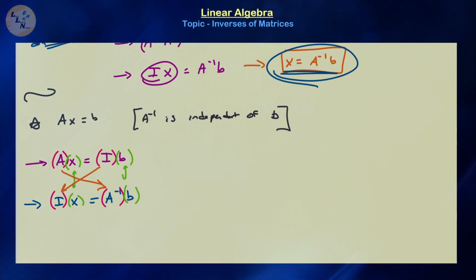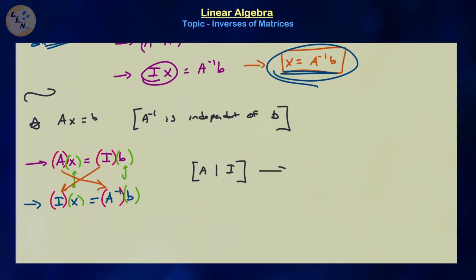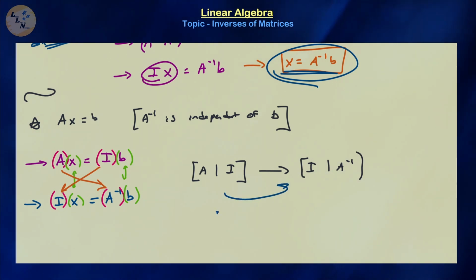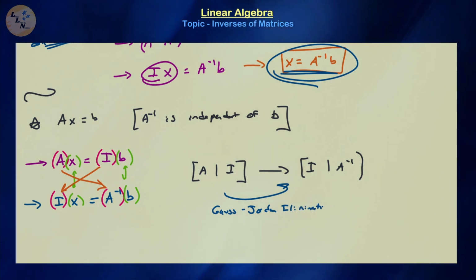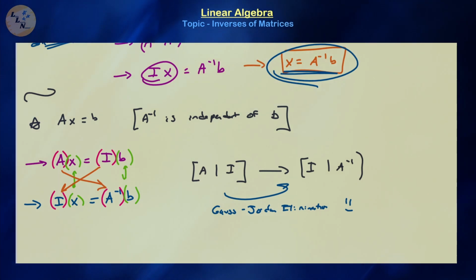So if we look at this from the Gauss-Jordan elimination perspective, what we did was we started with the augmented matrix A augmented with I, and then we transformed this into I augmented with A inverse, right? And we already know how to turn the left-hand side of a system into the identity matrix. That can be achieved via Gauss-Jordan elimination. So actually we have a way of finding the inverses of matrices.